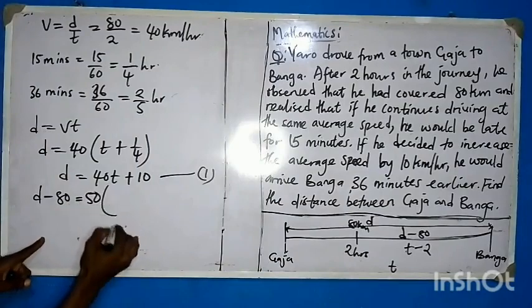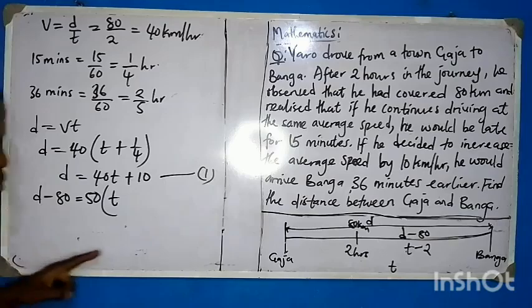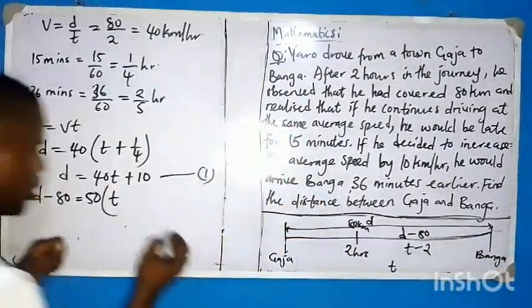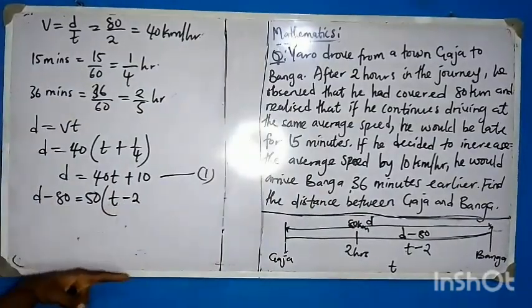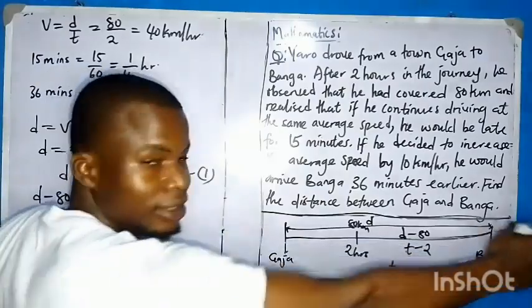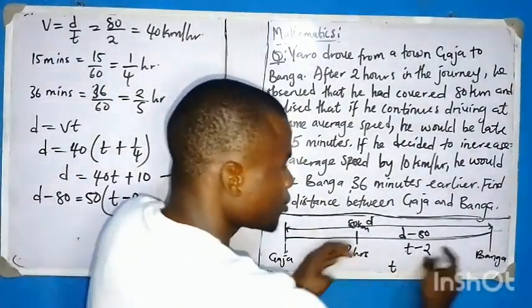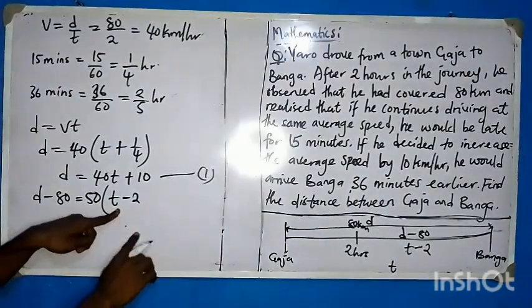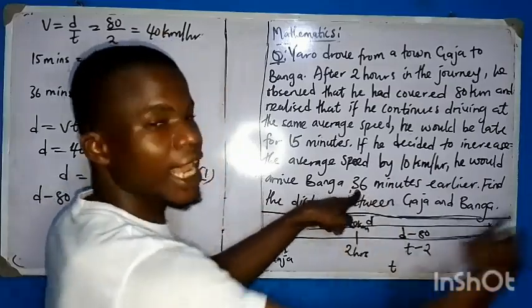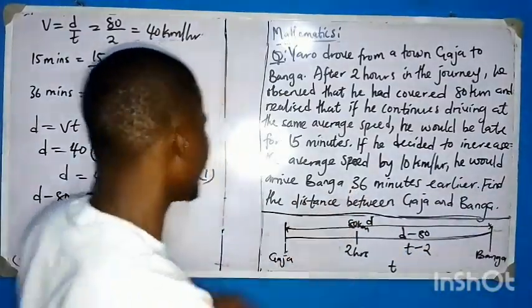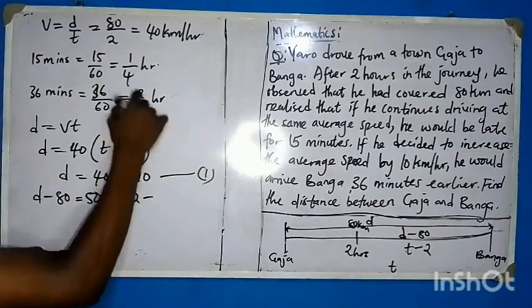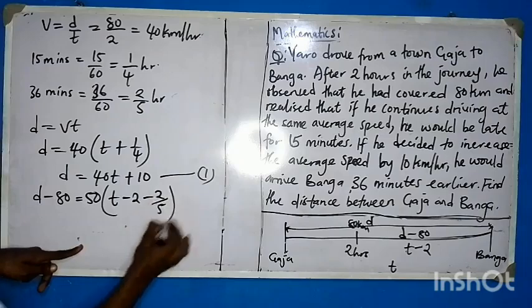50. Remember, now our T, the time that he is going to cover now, is what? T minus 2, not T again. Remember T is the total time, but T minus 2 is the remaining time. Okay, T minus 2. Now, he arrived earlier. That means for arriving earlier, we subtract again 2/5 from the time.